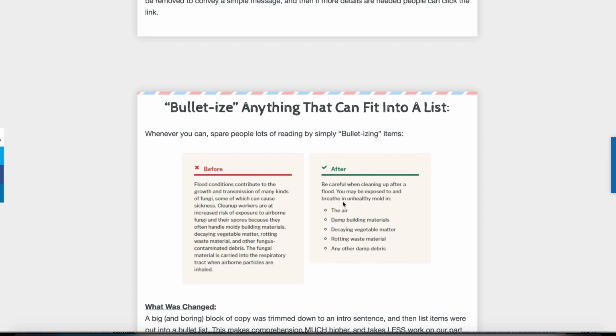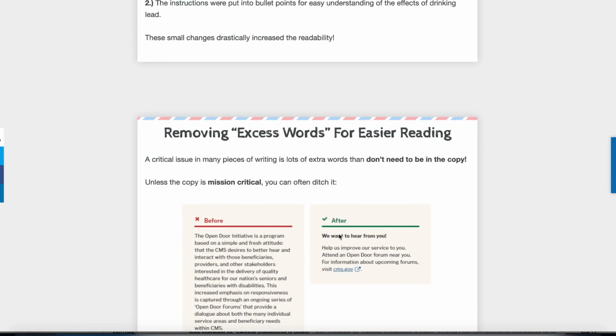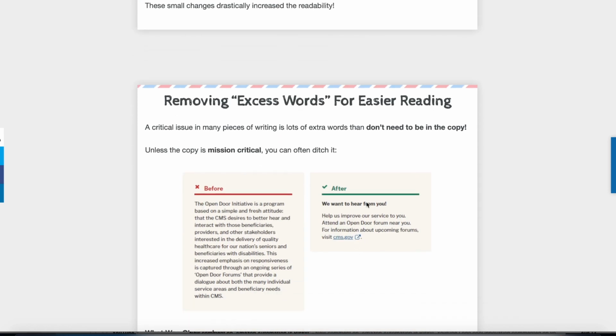You may be exposed to and breathe in unhealthy mold in the air, damp building materials, decaying vegetable matter, rotting waste, any other damp debris. You're like, oh wow, I should probably call this cleanup company right away so I don't breathe in mold and all this other crap. I don't want to die. You've got to make it clear and concise.